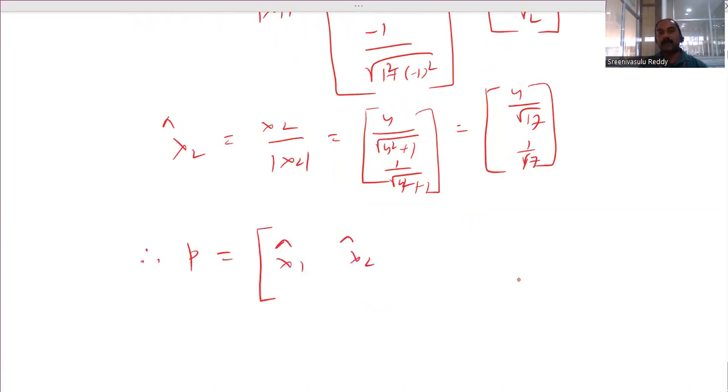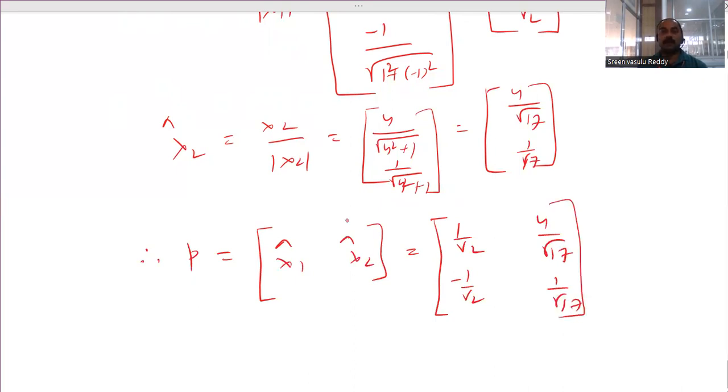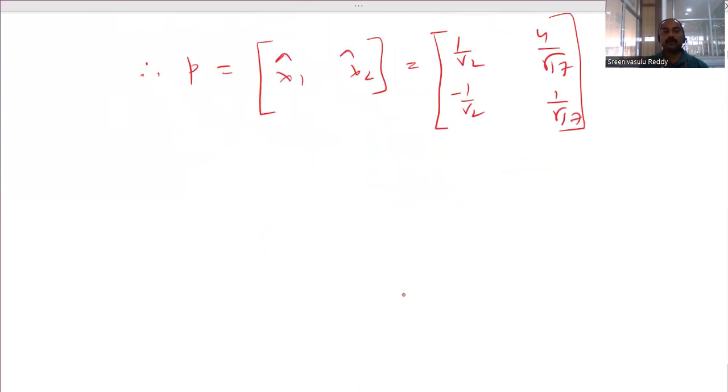In the case of diagonalization, there is no need for caps, only x1, x2. Now here you take x1 cap, x2 cap: 1 by root 2, minus 1 by root 2, 4 by root 17, 1 by root 17. Therefore, find P inverse. For P inverse, take AD minus BC, 1 by root 2 into root 17 times AD minus BC, the determinant of the matrix.